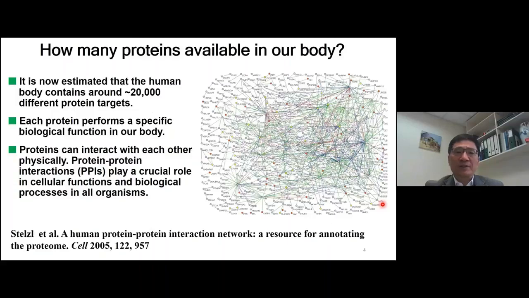human genome sequencing, we know we have over 20,000 different protein targets. Each protein performs a specific function in our body. Importantly, proteins can interact with each other physically. So protein-protein interactions play a crucial role in cellular function and biological processes in all of the organisms. I show you an example to demonstrate how complicated these protein-protein interactions are, which of course reflects the difficulties of drug development.